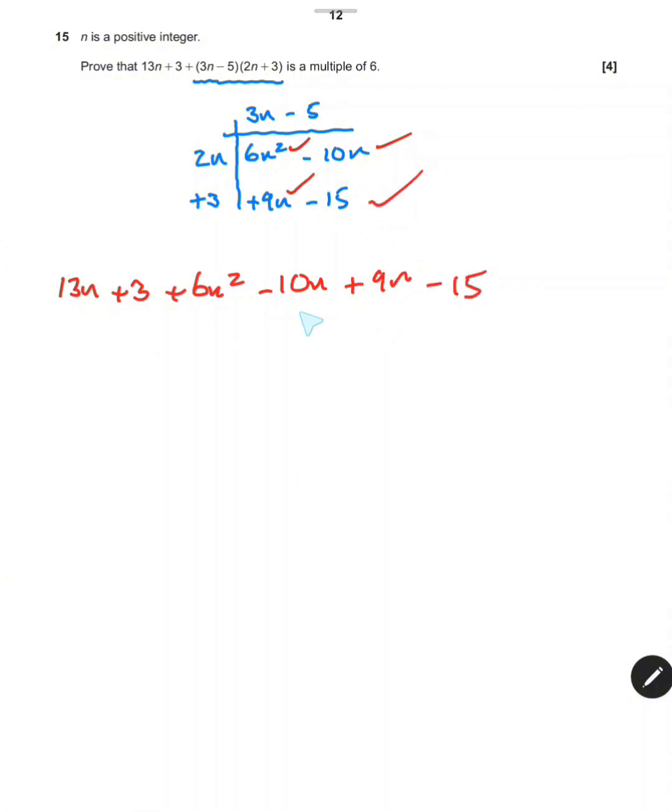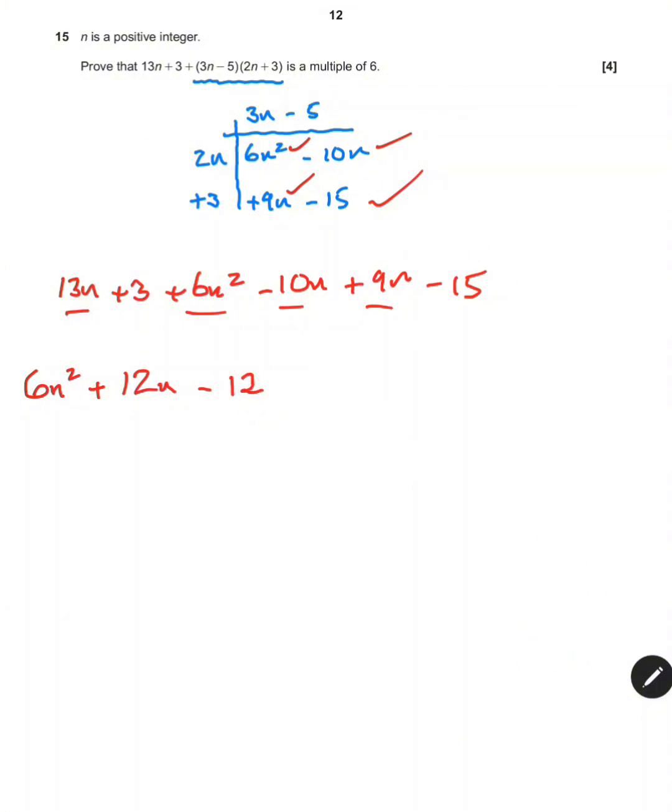And what we can do is start to simplify this. So we've got 13n minus 10n plus 9n. 13 minus 10 is 3, plus 9 is 12n. We've got a positive 6n squared, and that's all we've got. So I'm going to put that at the start. 6n squared, this would be positive 12n. And then we've got positive 3 minus 15. 3 take 15 is minus 12.